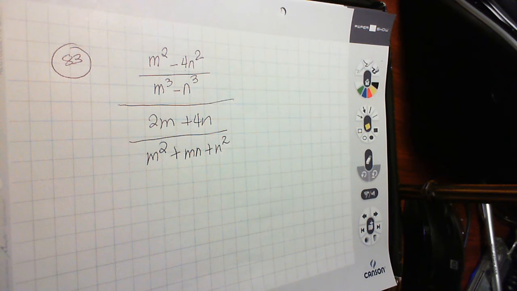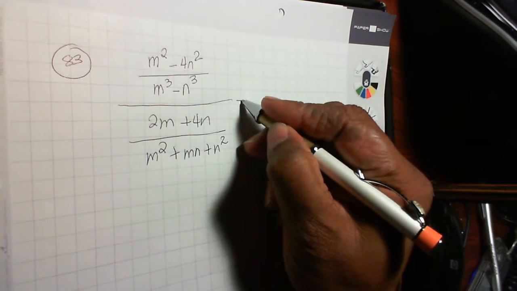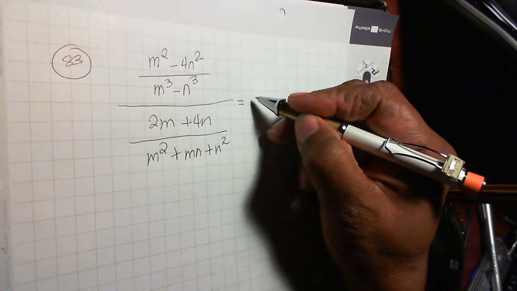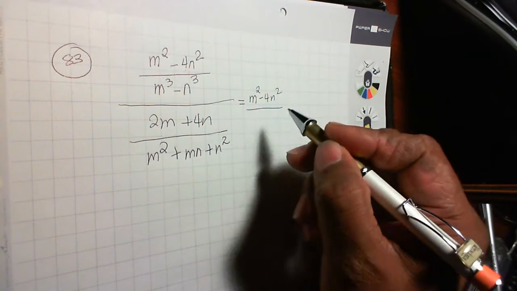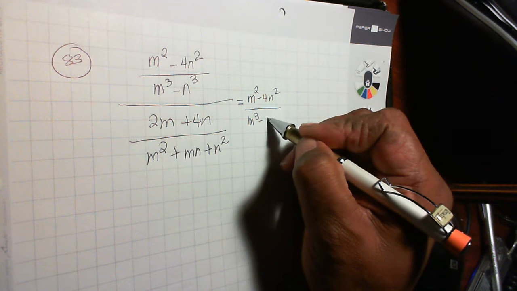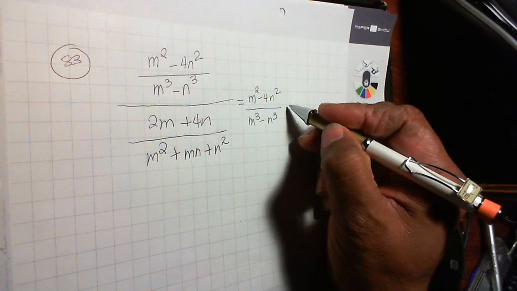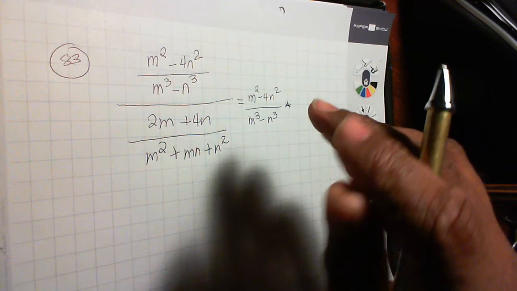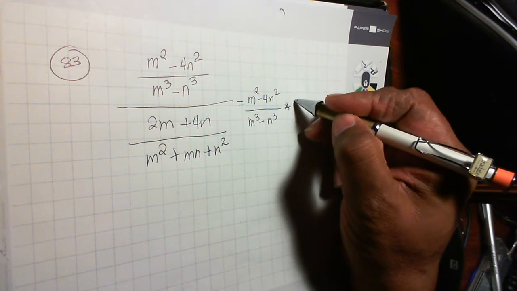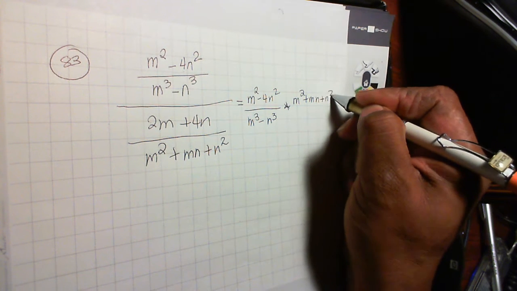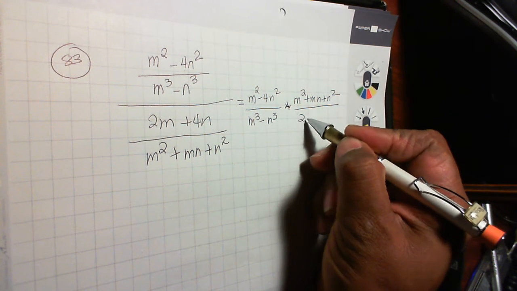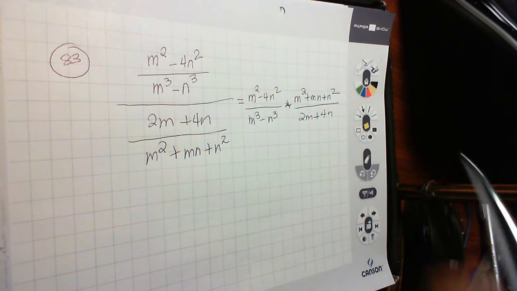So we're going to rewrite it immediately. It looks a little complicated the way the problem is laid out, but let's simplify it quickly here. So we have m squared minus 4n squared divided by m cubed minus n cubed, multiplied by the reciprocal of the denominator. So I have m squared plus mn plus n squared divided by 2m plus 4n.